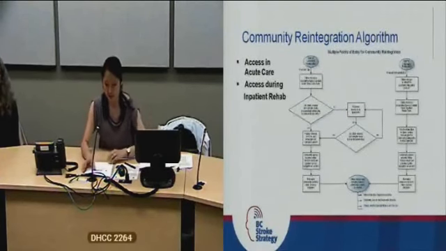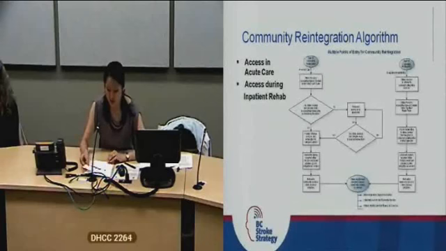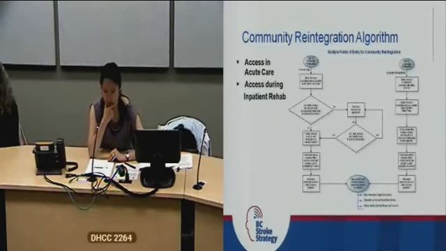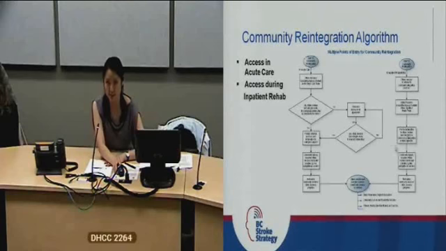So the community reintegration algorithm is the largest one. There are actually 3 entry points into this algorithm. You can come in either from acute care, inpatient rehab, or outpatient rehab, and the processes are relatively similar. In our example, this person would be entering through the inpatient rehab column here on the right.